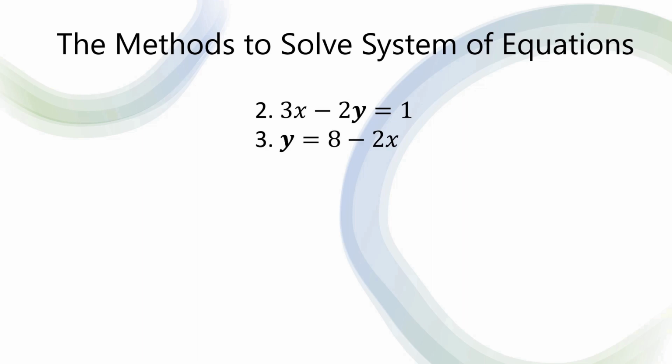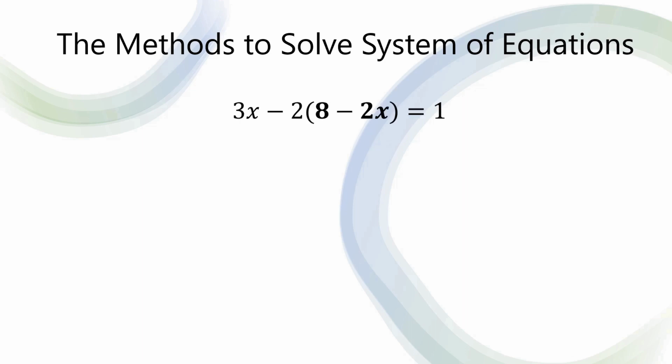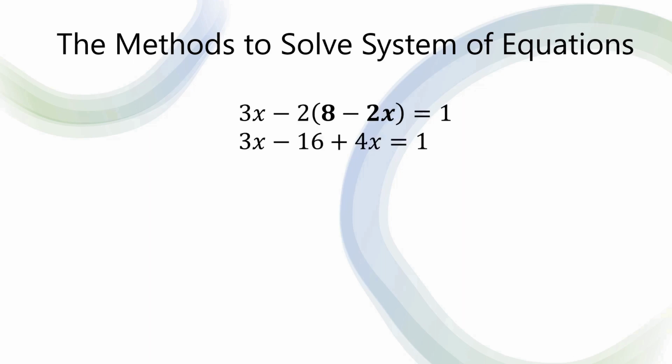Step 2. Next, substitute the expression for y from equation 3 into equation 2. Equation 2. 3x minus 2y equals 1. Substitute the expression for y from equation 3 into equation 2. 3x minus 2 times (8 minus 2x) equals 1. Step 3. Now you have a new equation with x as the only variable. 3x minus 16 plus 4x equals 1.